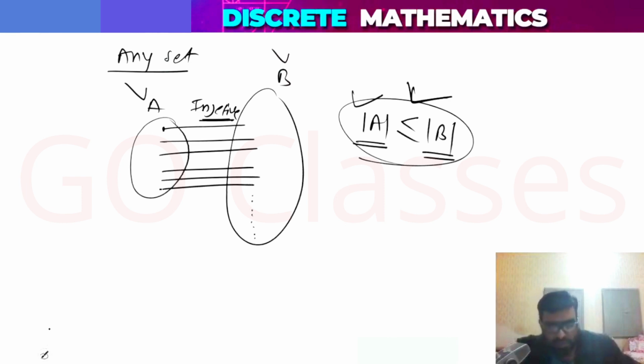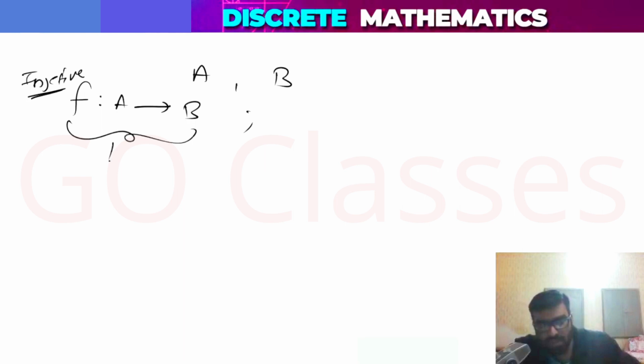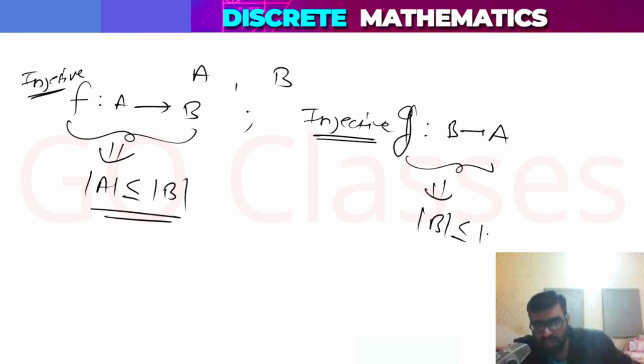Now assume that you have two sets, set A and set B, and you have an injective function. Remember, injective means basically a one-to-one function, from A to B. This means cardinality of A is less than or equal to cardinality of B. And also, let's assume that you have another injective function, which may not be the same, maybe some different injective function g from B to A. So this means cardinality of B is less than or equal to cardinality of A.